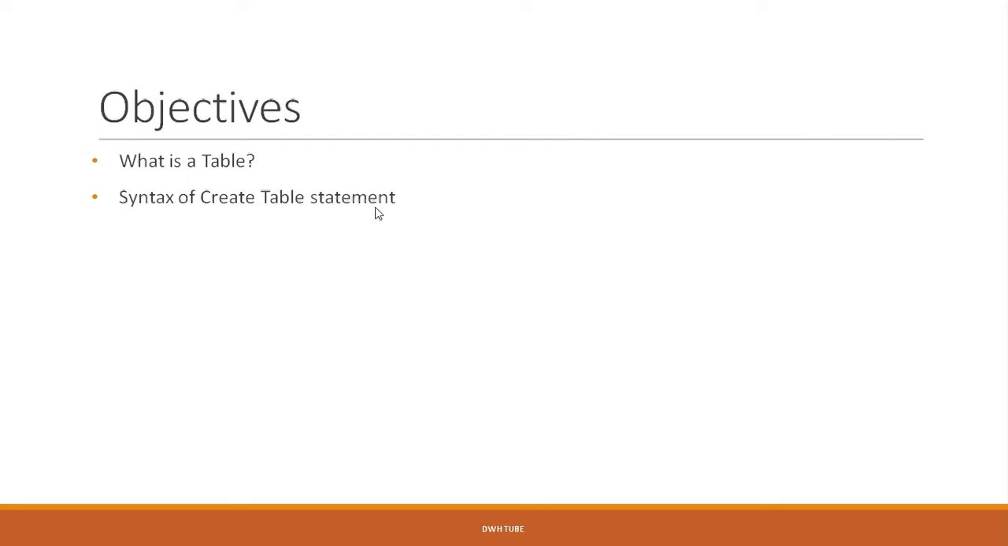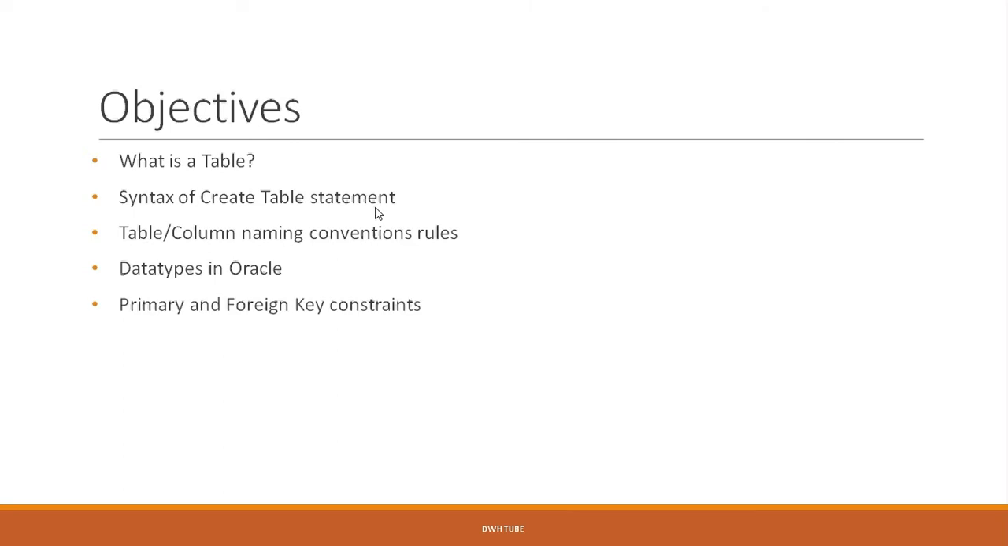Next we are going to check on the syntax of this create table statement, and then we are going to check on the naming conventions that one needs to follow while creating a table and while providing names for the columns. So that's what we are going to check. Then next up would be data types in Oracle that we could use while creating the table, and afterwards we'll check on primary and foreign key constraints.